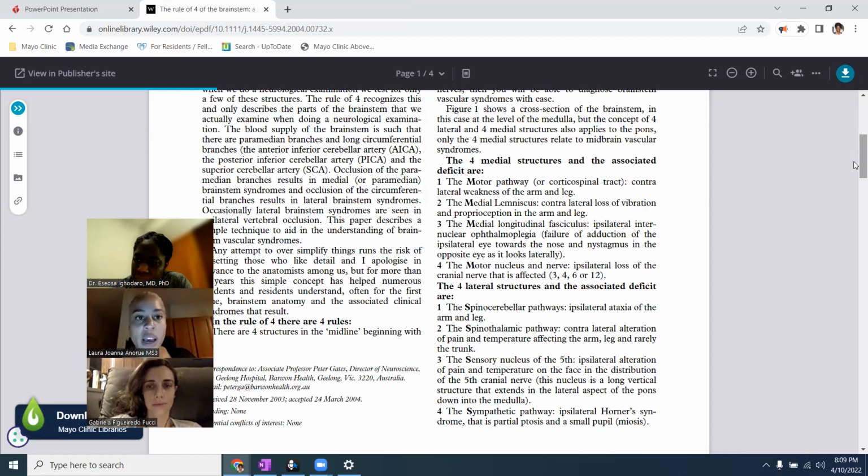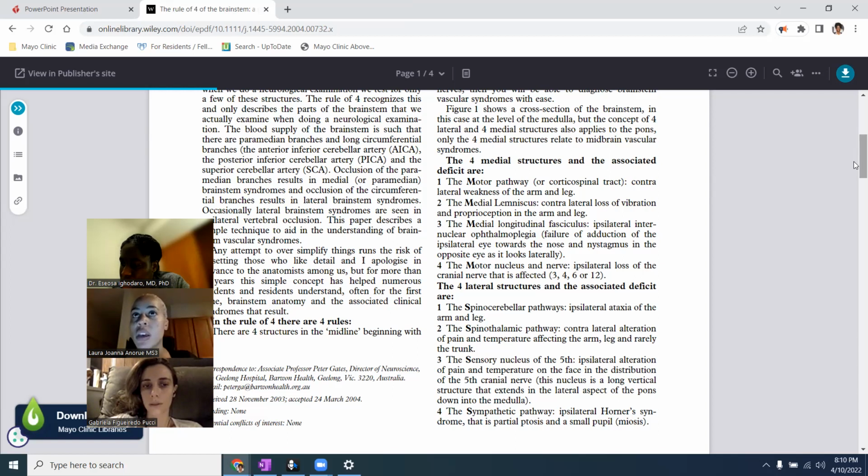Now, which arteries are in medial and which are in lateral is a separate thing. From top to bottom, lateral is going to be PCA, ICA, PICA. PCA correlates with midbrain, ICA correlates with pons, and PICA correlates with medulla. These are the lateral arteries.